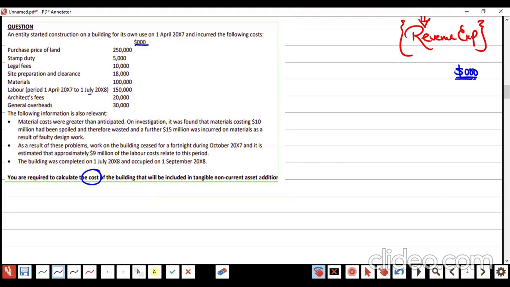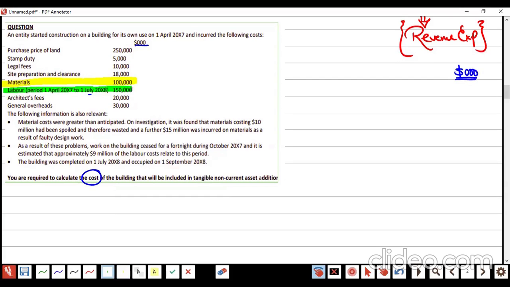One by one, we will read all the expenses: purchase of land, stamp duty, legal fees, site preparation, material. I am saying again and again, material is there. Then labor is there. Architect fees, general overheads are also there. About the labor, there is a green note. About the material, there is a yellow bullet point.